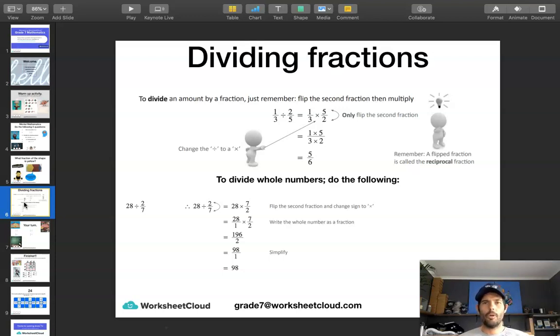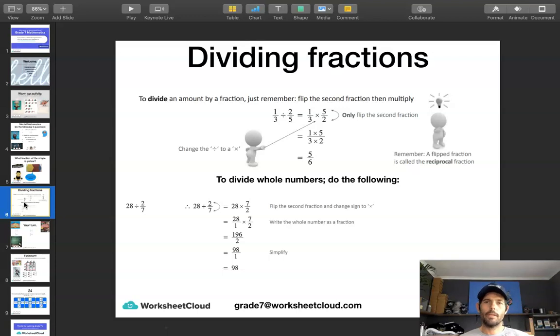I multiply my numerators. 1 times 5 is 5. I multiply my denominators. 3 times 2 is 6. And my answer is 5 over 6. Remember, the flipped fraction or the inverted fraction is called a reciprocal fraction. Okay? If I'm dividing a whole number by a fraction, the same rules apply.